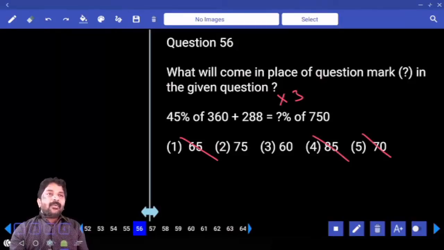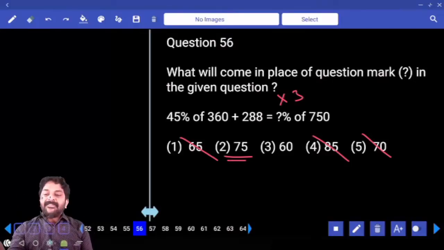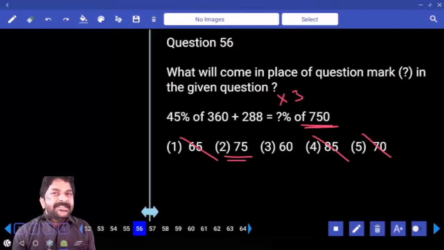So now what I am verifying is, if it is 75%, 75% on 750, is that going to be an integer or a decimal?